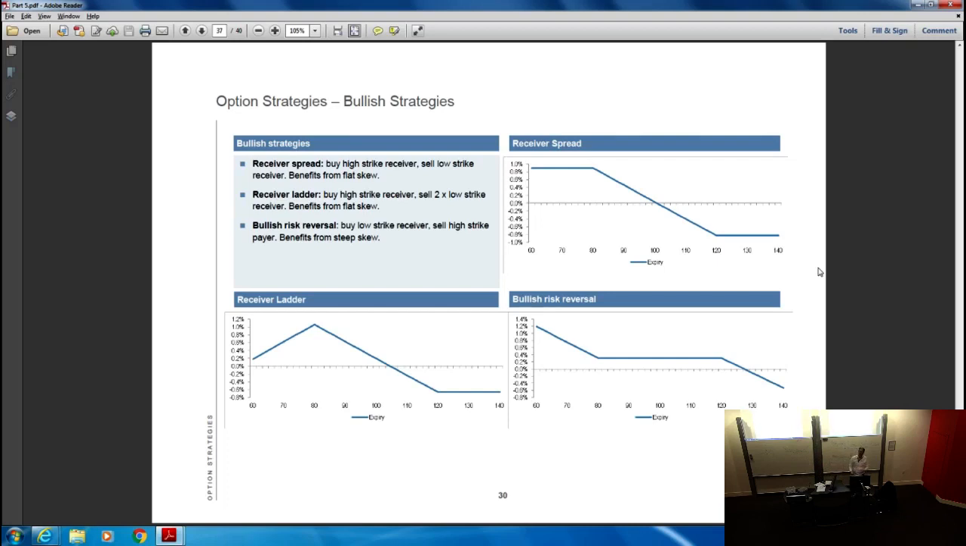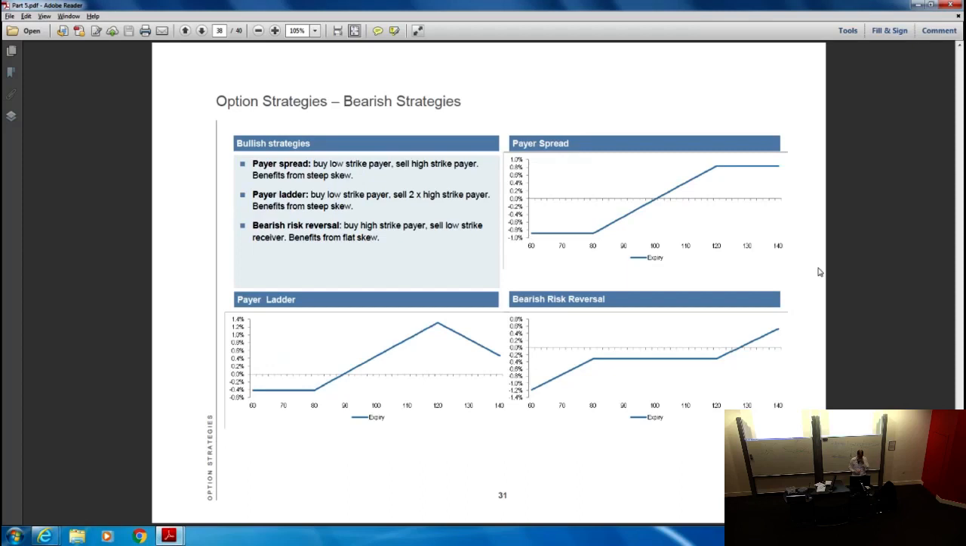Rather than doing one of those, you can sell 2 in the money receivers. That cheapens it up even more, and then you start to get receiver ladders like we see over there, and then risk reversals again are selling payers, buying receivers. Between the 2 break-evens, or between the 2 strikes, shall I say, you have a 0 P&L, maybe a little bit positive because you've received something, and then you lose money or make money as you go outside of that range. So combinations of different options allow you to tailor the view that you're trying to express, a more directional or qualified view.